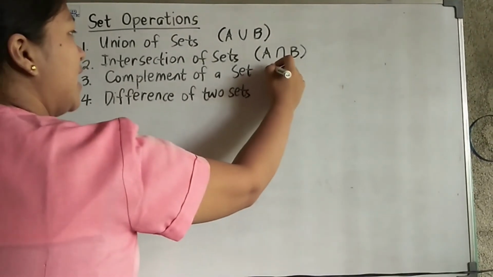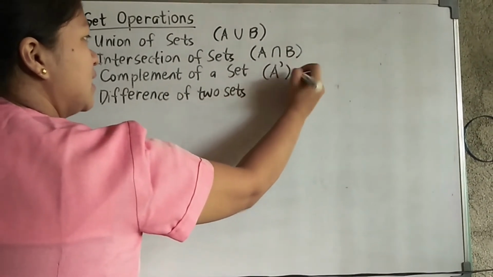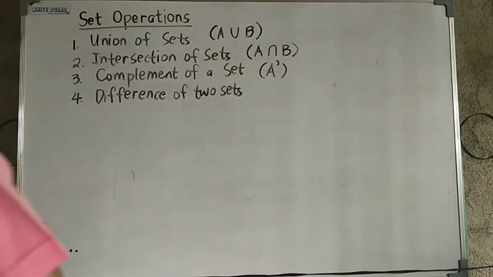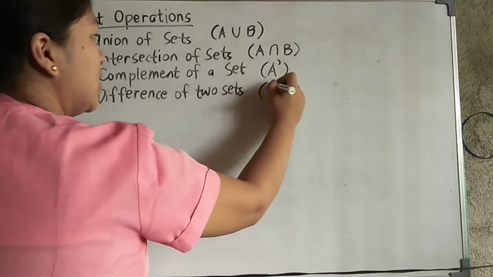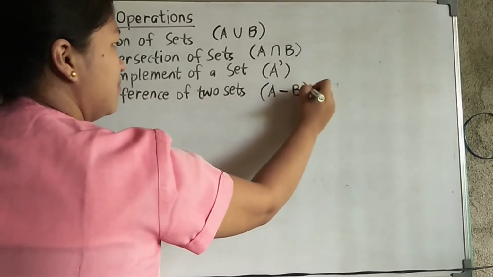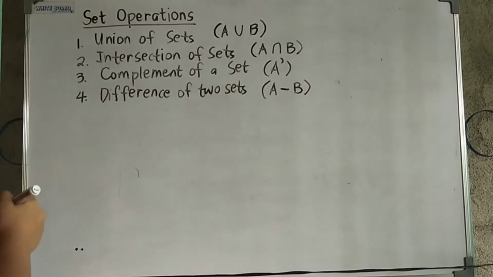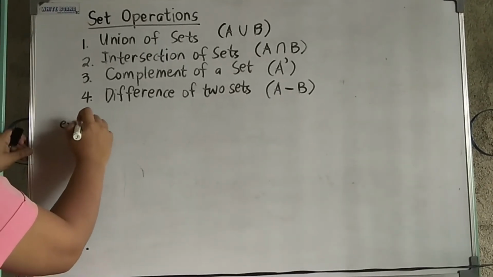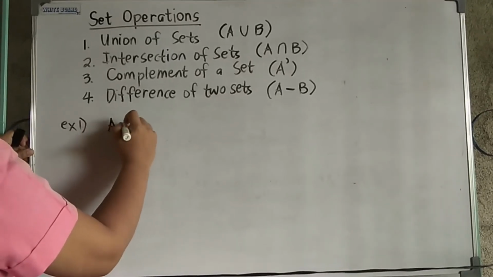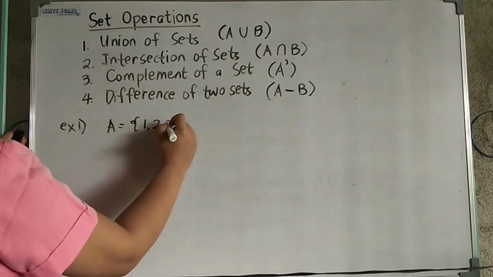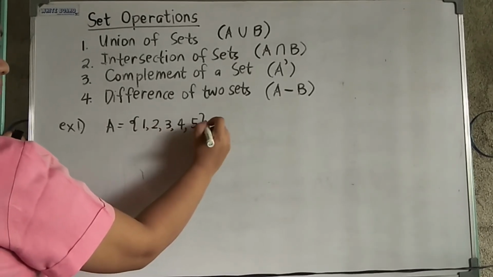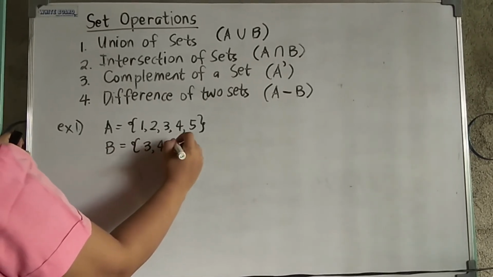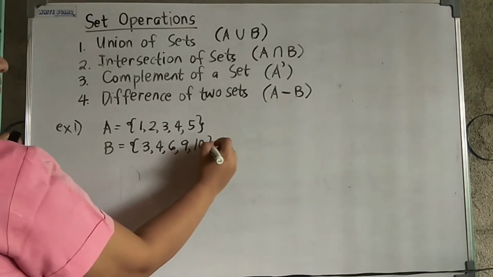And for the complement of a set, you have A complement. This can also be read as A prime. So para lang siyang apostrophe. And for the difference of two sets, we have A minus B. So difference is just like subtraction. Okay, so for example, let's say you are given these following sets. Let's say you are given set A, which contains the elements 1, 2, 3, 4, and 5. Then set B contains the elements 3, 4, 6, 9, 10.